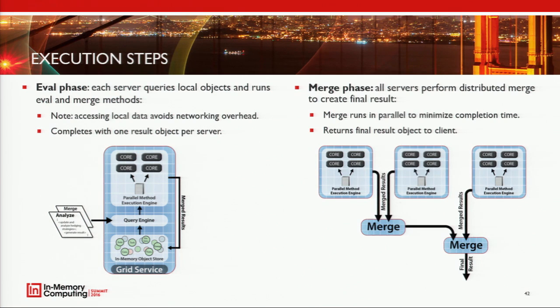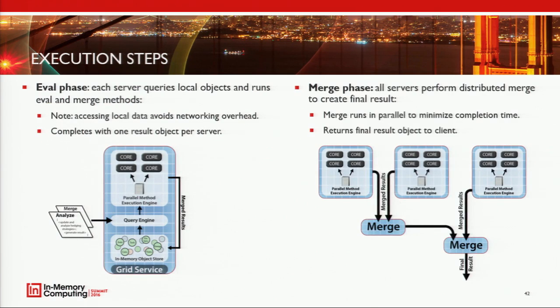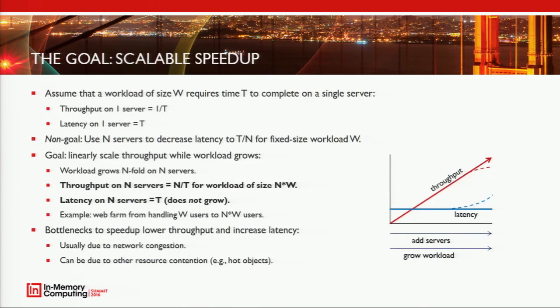What happens on each server, and I skipped the part where we supply a query spec too, is that you can confine or filter the number of objects you want to operate on based on their properties. The first thing that happens is the filter takes place, and then the filtered objects go into the execution engine, where the cores are used to do the eval and the merge. The end of that is one result object, which are globally merged with a binary merge tree. All of that takes place as part of our grid infrastructure, and it allows the customer to have a very simple view of data parallel programming.